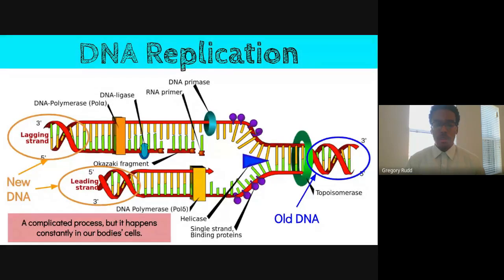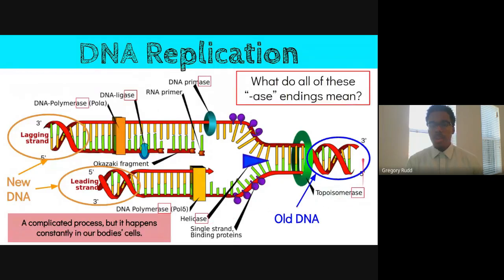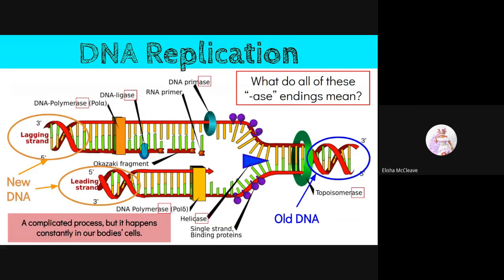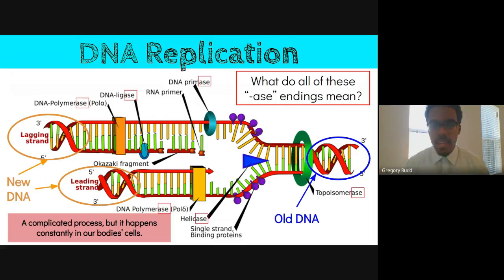Now, I want you to notice another thing on this slide. We've got an ase there, an ase there, ase there, ase there, ase there, and ase there. What do all of these ase endings mean? Does anybody remember what ase means? Are they like types of enzymes? Exactly, exactly. So anytime we see ase, we know that we're talking about an enzyme. Okay, that's what ase means.